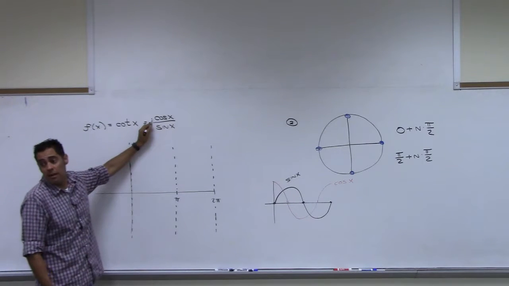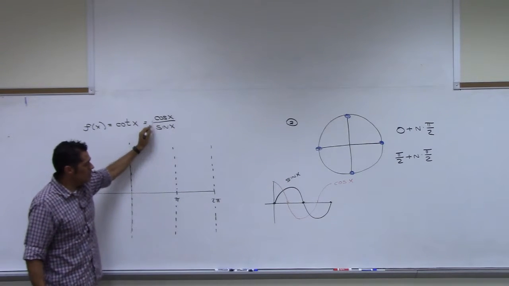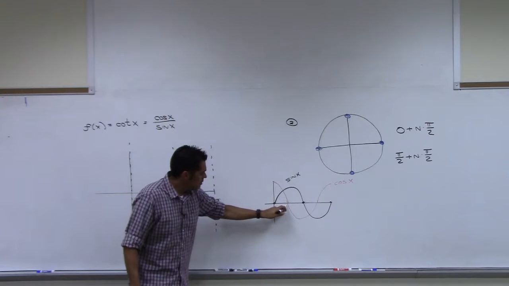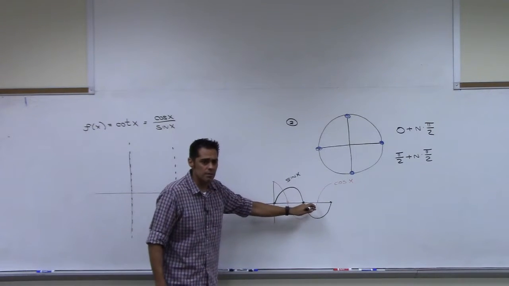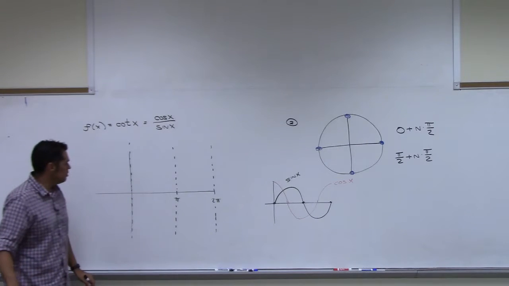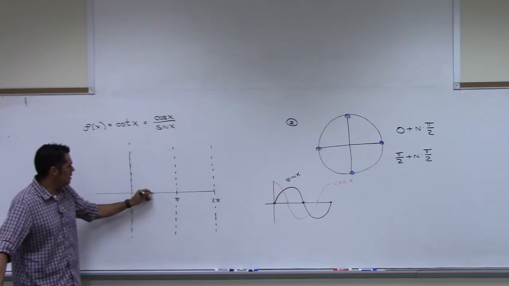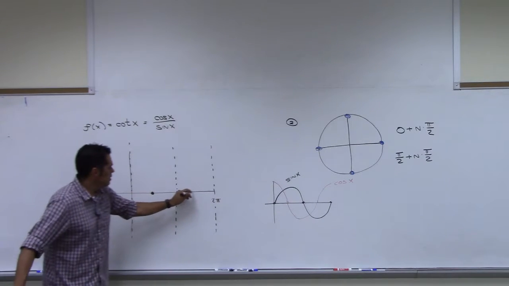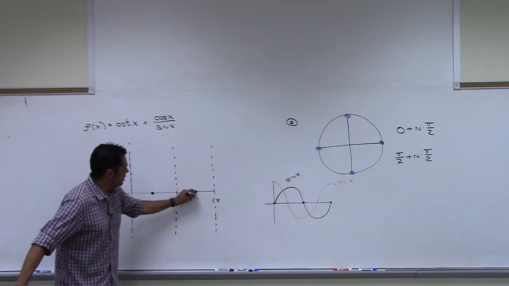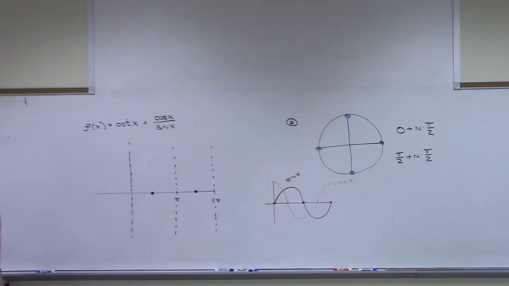All right, can you tell me, is there anywhere where the cotangent function would be 0? When the cosine is 0, right? And cosine is 0 at pi over 2 and 3 pi over 2. So pi over 2, isn't that right here, halfway? So right here, and then I have another x-intercept right here. You all with me?